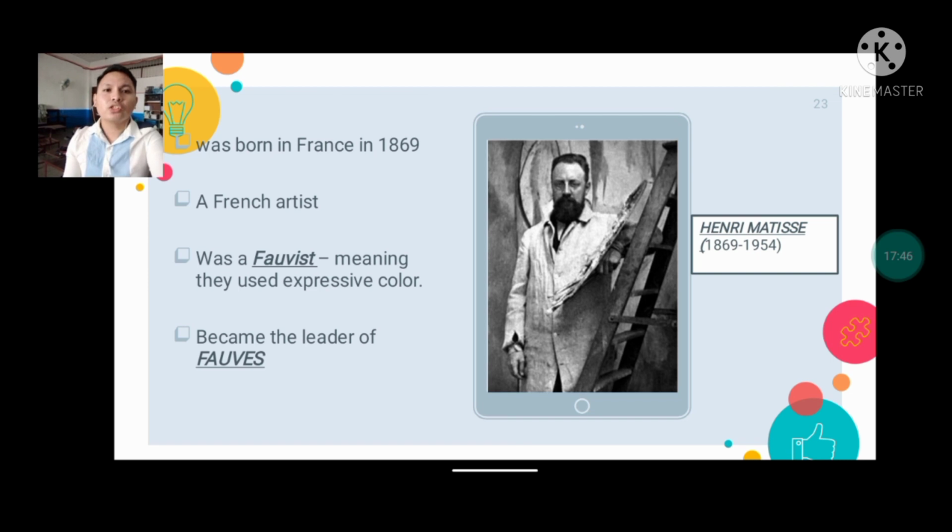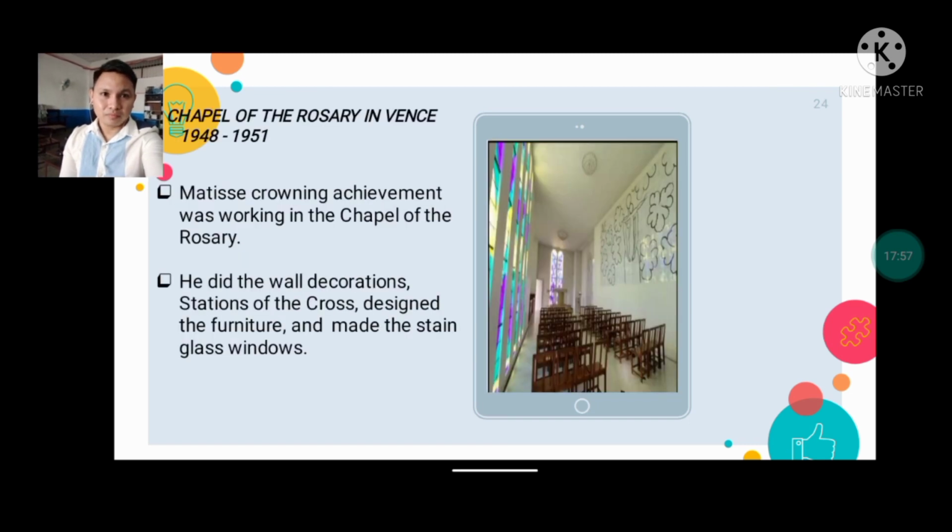He was also a Fauvist, meaning they use expressive color. He became the leader of the Fauves. Chapel of the Rosary in Venice. Matisse's crowning achievement was working on the Chapel of the Rosary. He did the wall decoration, the Stations of the Cross, designed the furniture, and made the stained glass windows.